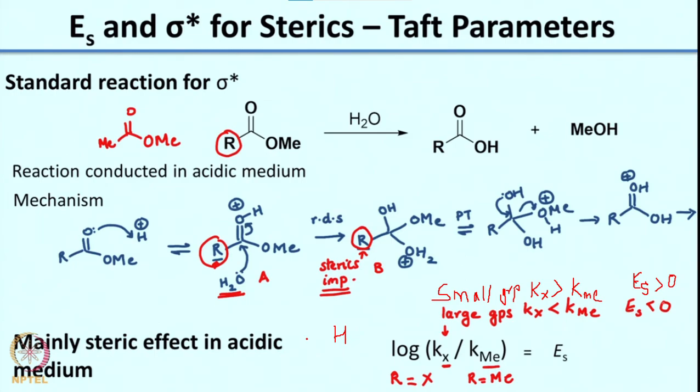Same like rho in the Hammett equation, we are talking about rho. Here we are writing Es, not sigma, right? So if the R group is bulkier, that means kx is less than kMe and Es will be less than 0. But if the R group is smaller than methyl, at that time kx is greater than kMe and Es is greater than 0. So this effect mainly depends on steric hindrance in acidic medium, right?